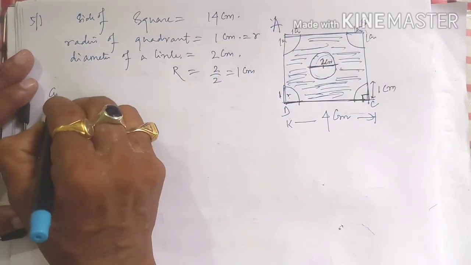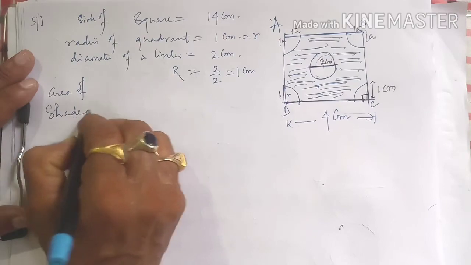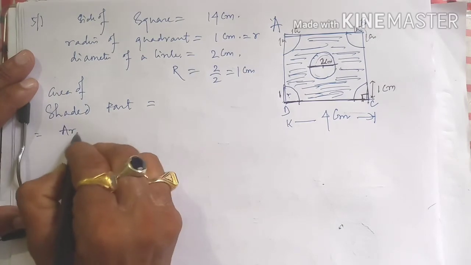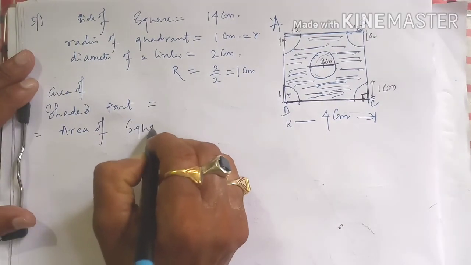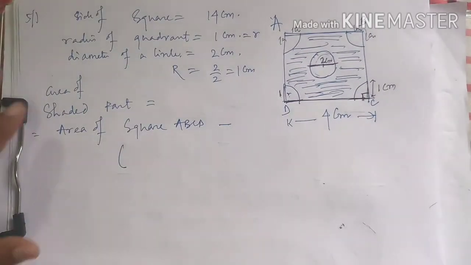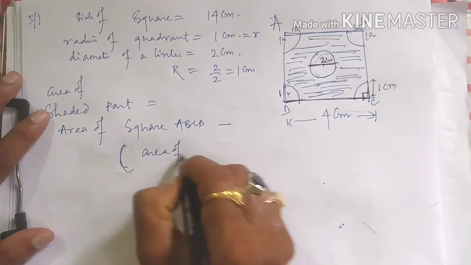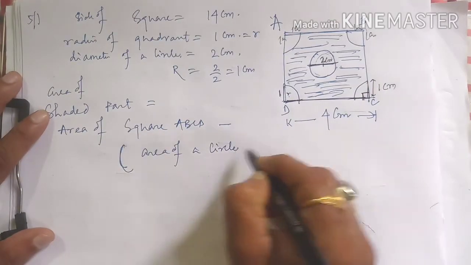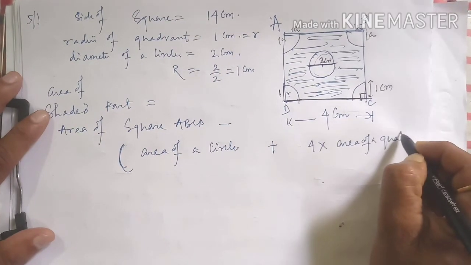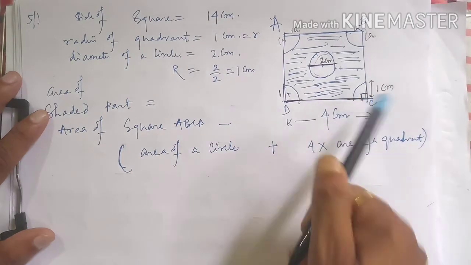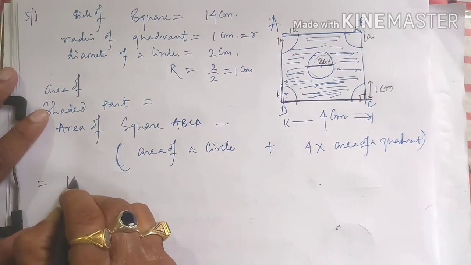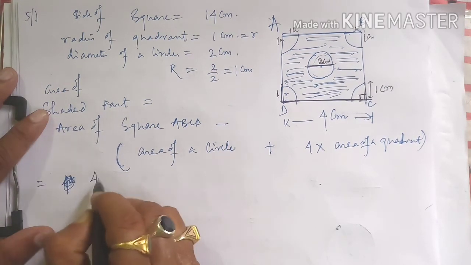Now the area of shaded part or remaining part of the square. How can you calculate? Easily you can do area of square ABCD minus area of this circle plus 4 into area of a quadrant. Quadrant means sector, like one sector. That means we can write 4 into area of one sector. So area of a square is what? Side into side. That means 4 into 4, 4 square.